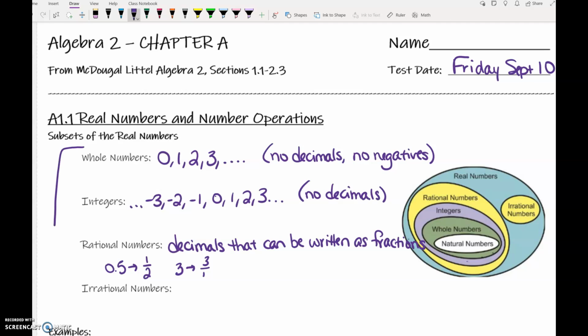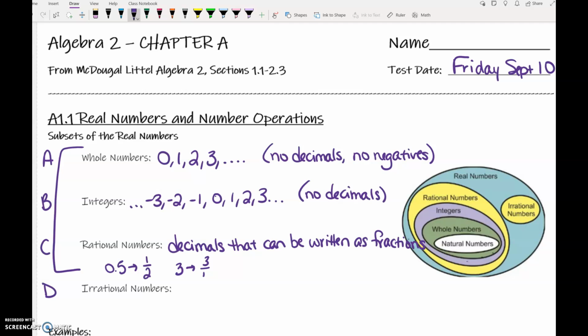So these three things are linked. If it's a whole number, it's also an integer and a rational number. If it's an integer, it's also a rational number. If it's a rational number, it's pretty much just a rational number. I'm going to call whole numbers A, integers B, and rational numbers C. We'll call irrational numbers D.